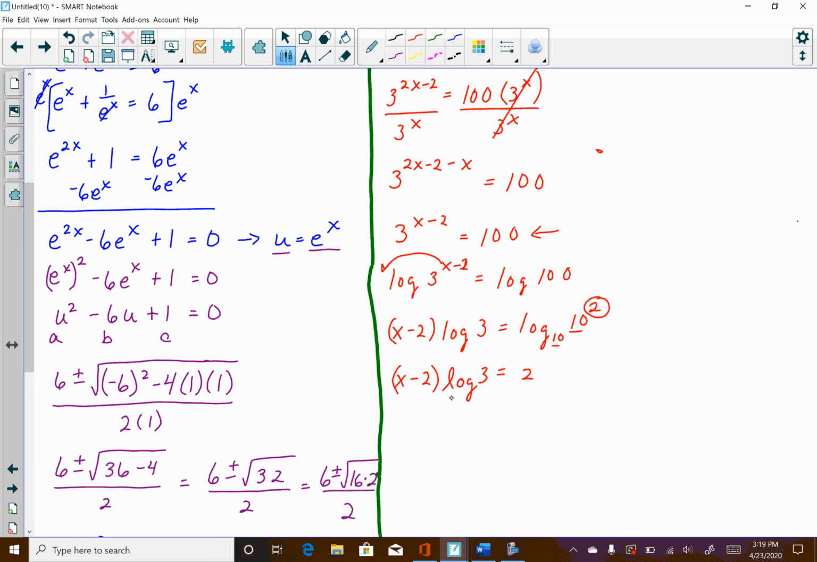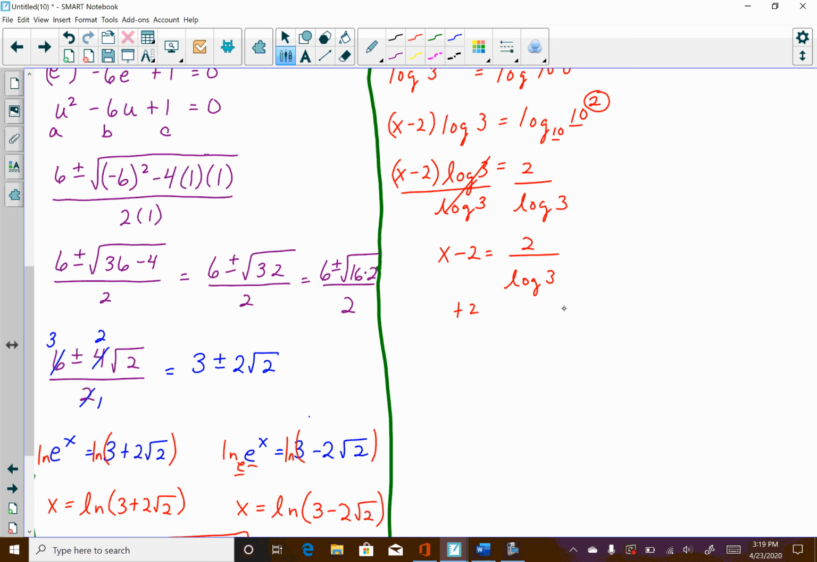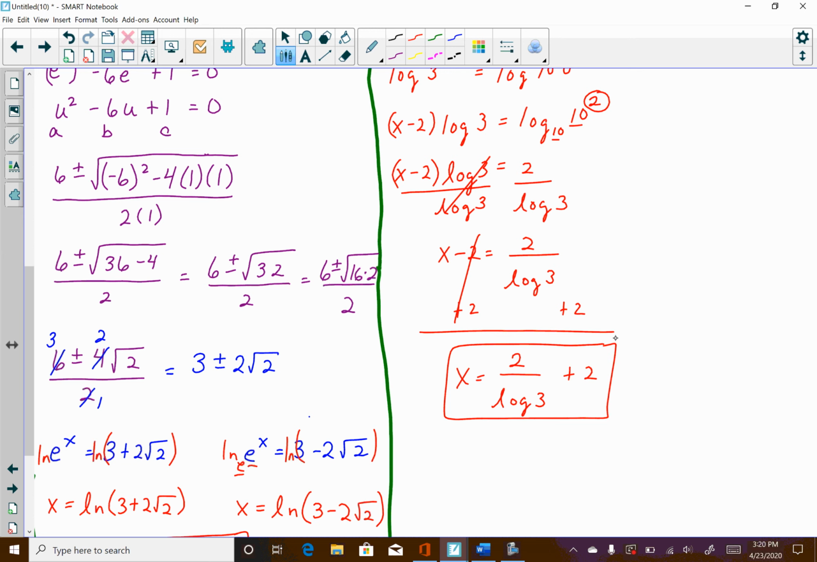At this point, your goal is to solve for x, so log of 3 is just a number. Just divide by that log of 3. It cancels out over here, so x minus 2 equals 2 divided by the log of 3. And then lastly, to get that x all by itself, add 2 to both sides. So that cancels out over here, x equals 2 divided by the log of 3, plus 2. Final answer. Again, I don't have to worry about checking it because my original problem did not have a log of an argument in it. So that would be my final answer.